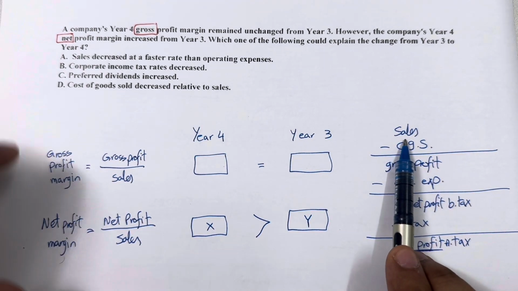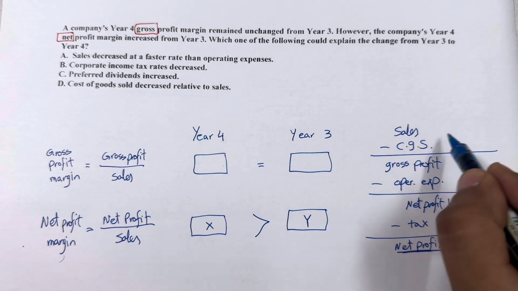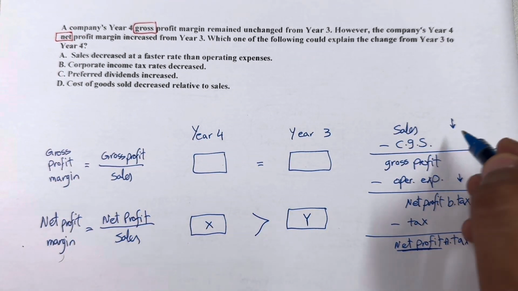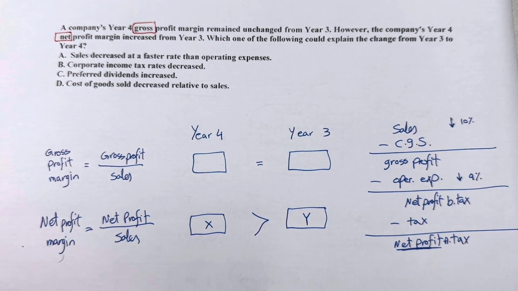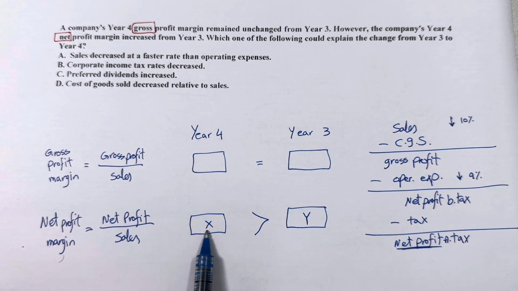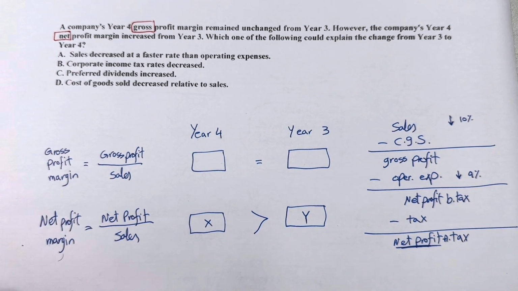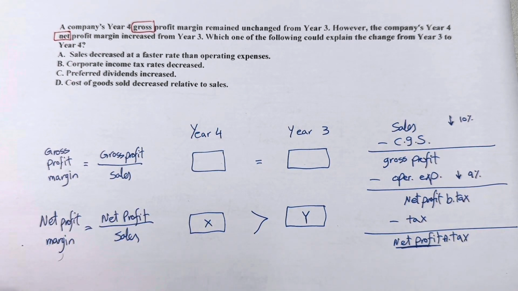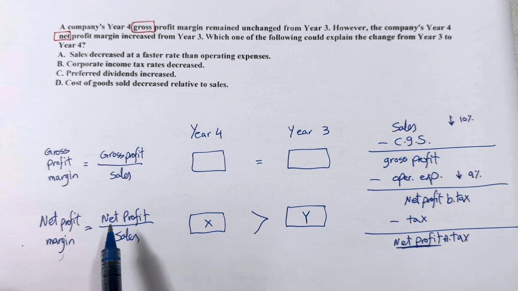If sales decreased at a faster rate than operating expenses, which means, for example, sales decreased by 10% while operating expenses decreased by 9%, it will cause this amount to be less than Y. X will be less than Y. And you can ignore this answer because sales is given in both choices, so it will not matter whether it increases or decreases.